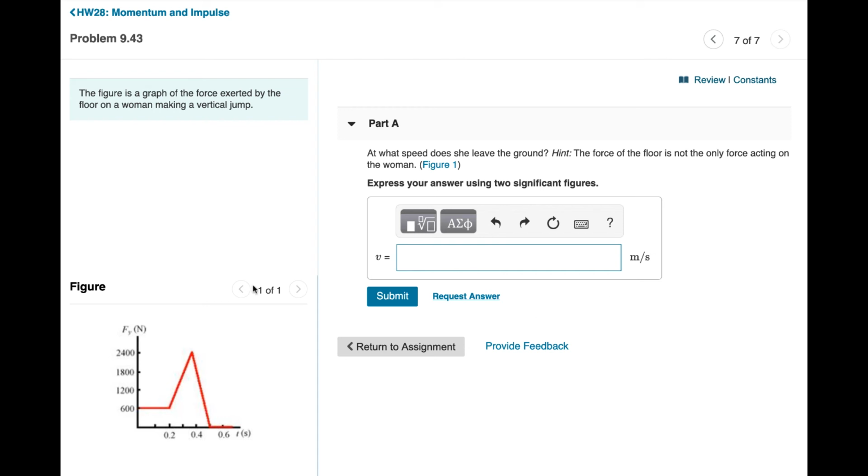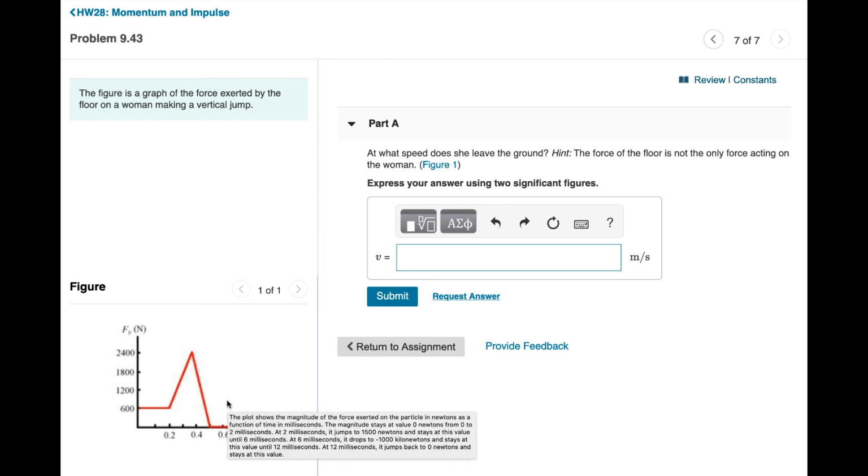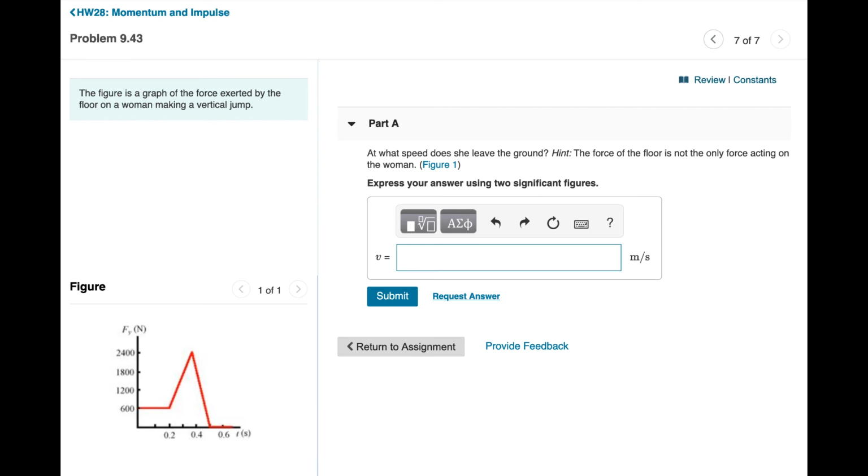Anyway, here I have a graph of force as a function of time for a woman who is jumping. Notice here that the force is constant for a little bit, all the way up until 0.2 seconds. What's going on there is she is standing. She's just standing there. So the upward force that the ground exerts on her is equal to her weight.